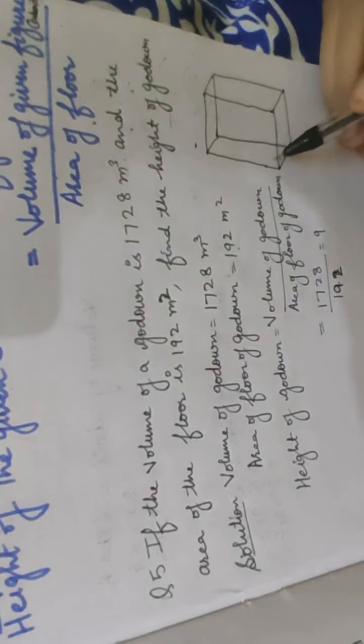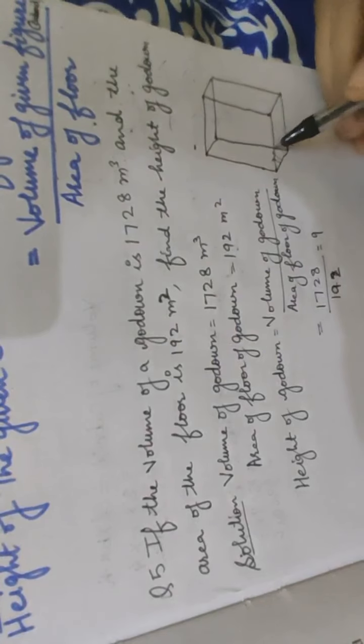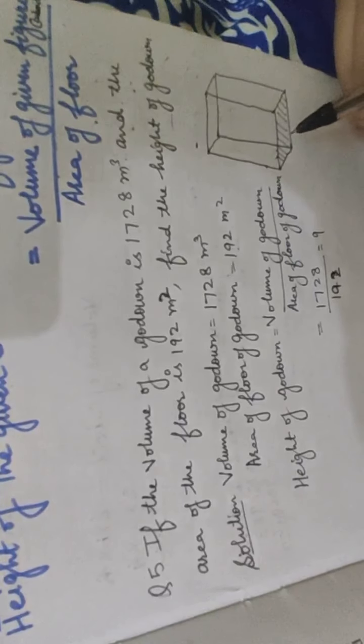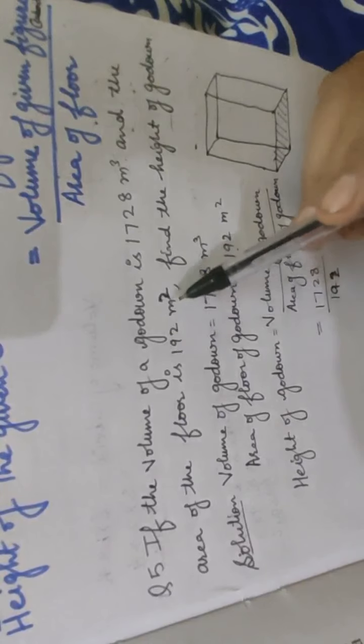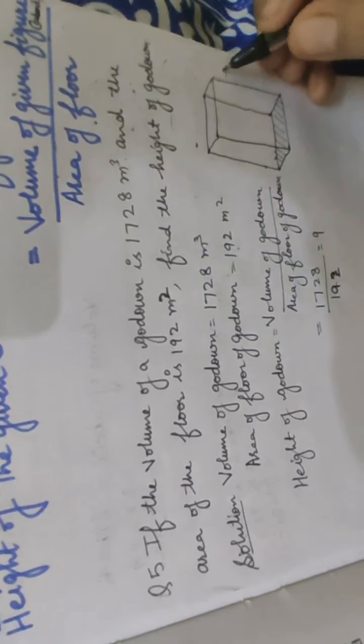Here a godown is given. The godown is a room, and the volume of this godown or room is 1728 meter cube. The area of this floor, it means the floor is in the shape of a rectangle, is 192 meter square, and you have to find the height of this godown or room. So how will you do it?